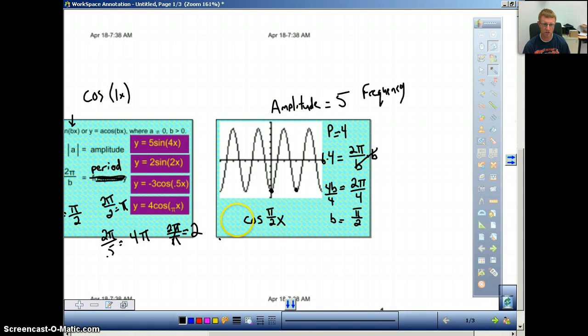Our amplitude doesn't change because it's still going to be 5. But a negative means that our entire graph would flip. So this equation could be written as y equals -5, 5 because that's what the amplitude is, negative because cosine normally starts up here. If it goes down here, it's just being flipped. And then pi over 2 because we solved for it with our period. Okay? So hopefully that makes sense. Let's go to the next slide.